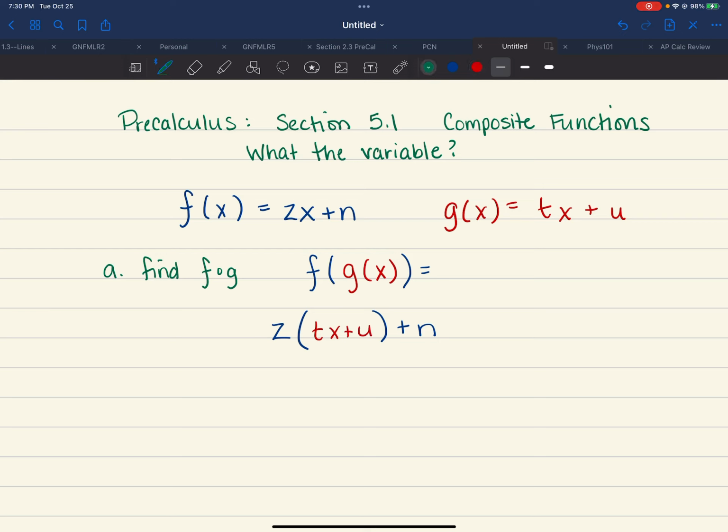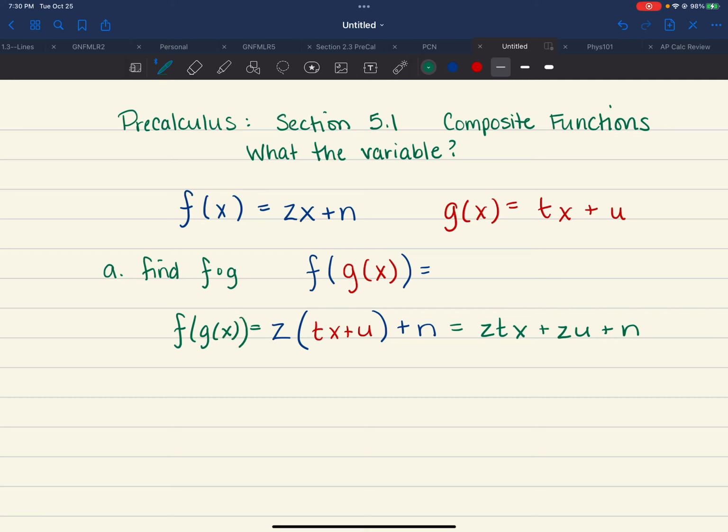So now it's just a matter of distributing that through. So I end up with ztx plus zu plus n. So that's the answer to my f of g of x.